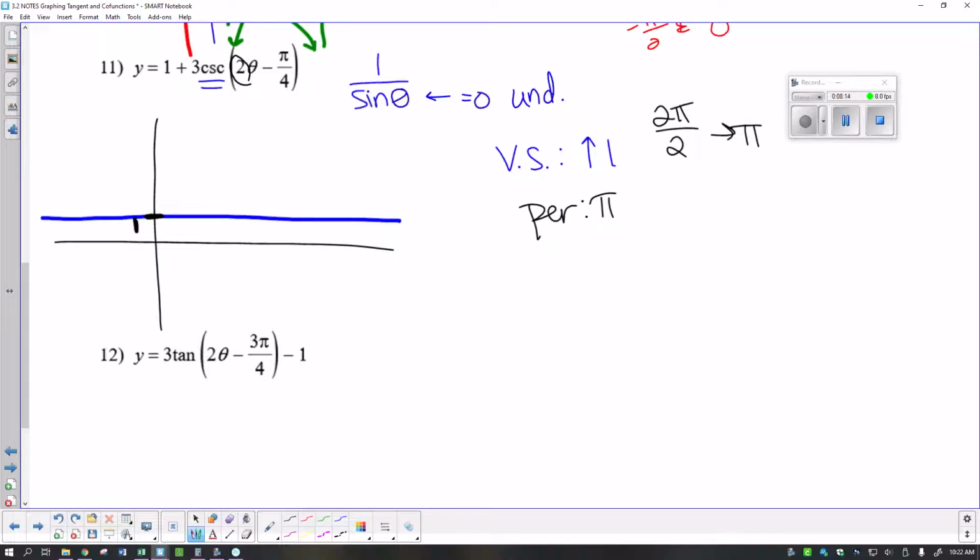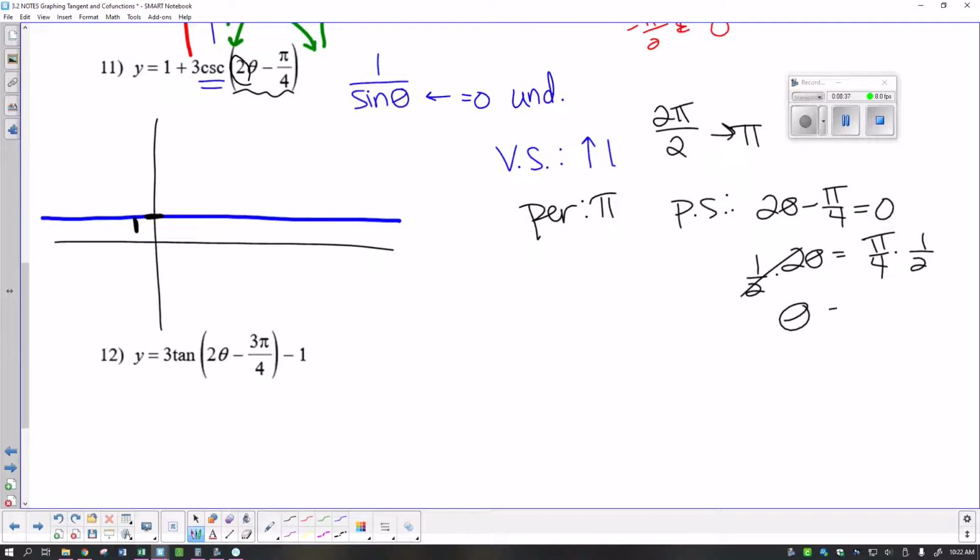Why did I start there? Because I want us to work through that. The next thing that we want to look through is our phase shift. We're going to set our parentheses equal to 0. So 2 theta minus pi over 4 equals 0. You should be able to move the pi over 4 by adding it. And then I'm going to multiply by 1 over 2, so I don't have to do some crazy thing with my calculator and put pi in and then it looks all gross. So our phase shift is to the right, pi over 8.